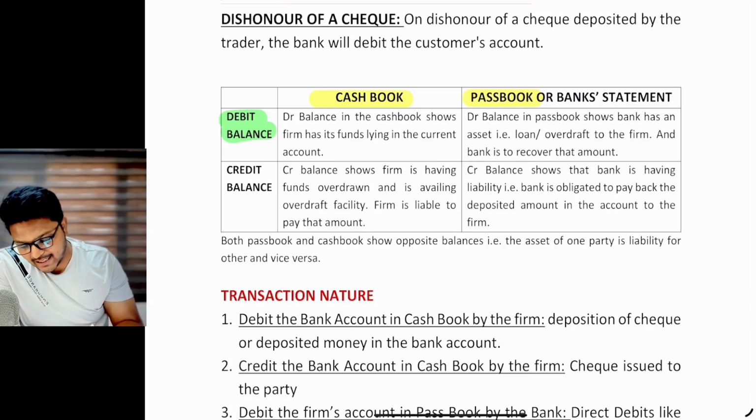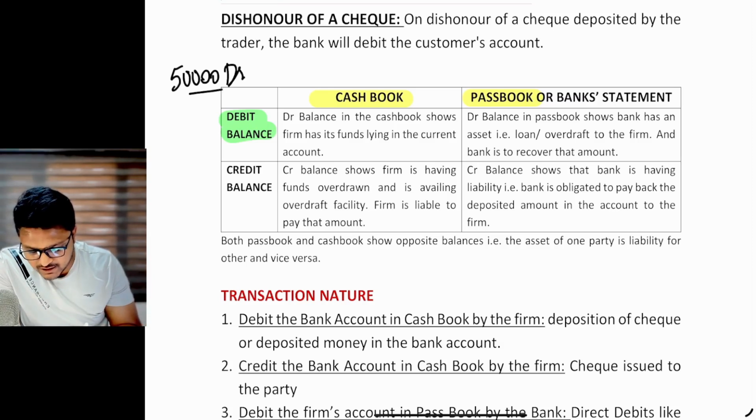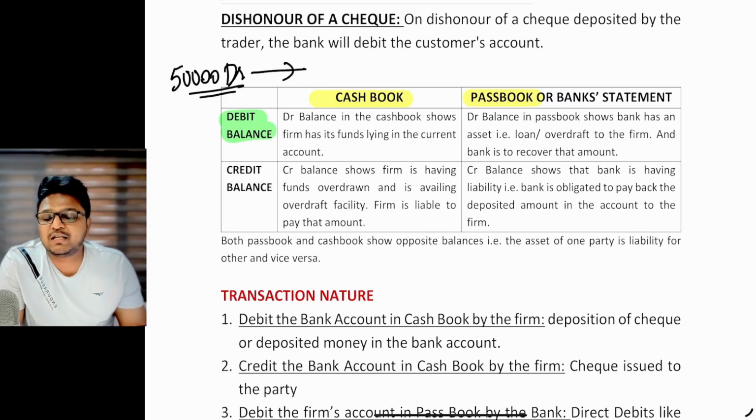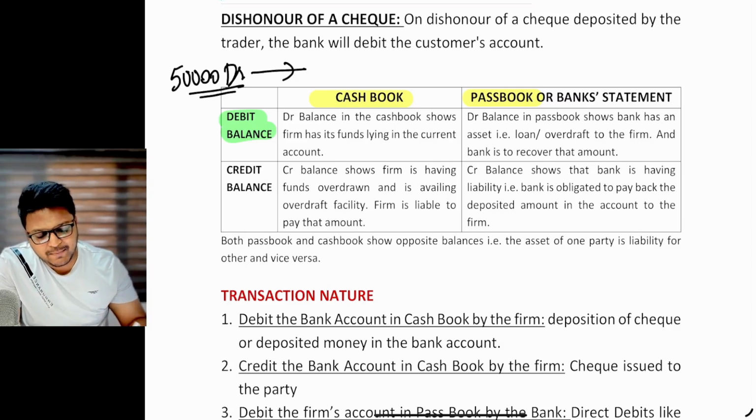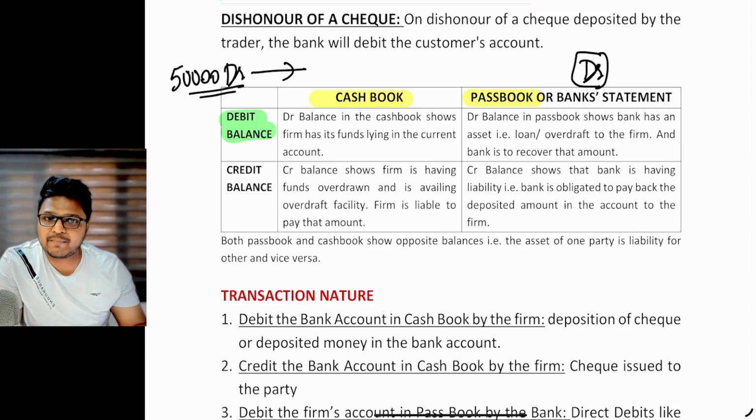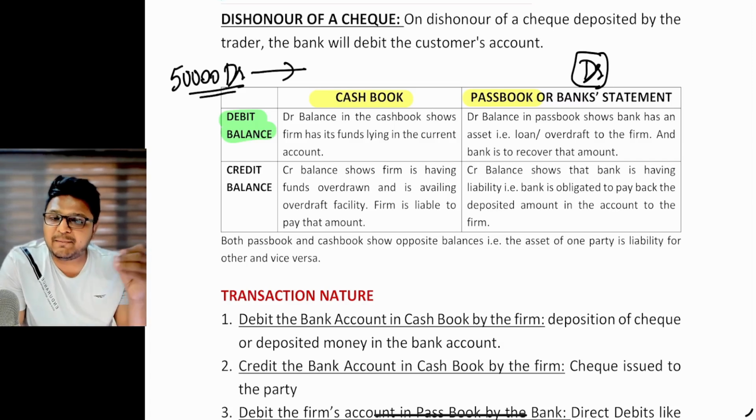So, if I say I'm having 50,000 debit in the cash book, it means what? It means I'm having a surplus amount of 50,000 in my bank account from where I can get the money, right? And definitely that is my money which is lying in the bank, right? And when I say the debit balance in the passbook, it means I'm having some liability, right? So it means I have taken some loan from the bank, right? So it is a 50,000 debit balance in the bank. It means it's an overdraft case.